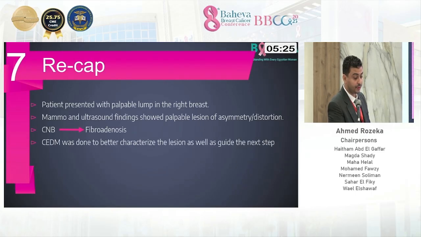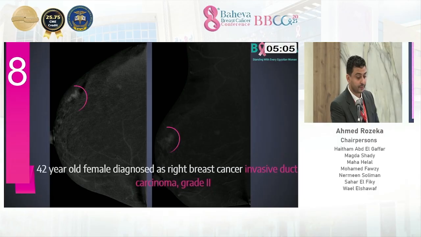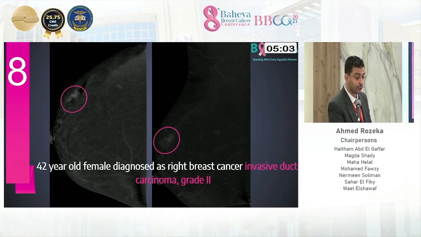So to recap, this patient presented with a palpable lump, and the coordinated biopsy turned out to be fibroadenosis, but because of its suspicious criteria on the mammogram, we went for contrast enhanced mammography to characterize the lesion and further guide the next steps. The VAP turned out to be PASH, so therefore she's on follow-up. Again, in the last case, we avoided doing operation, obviously.